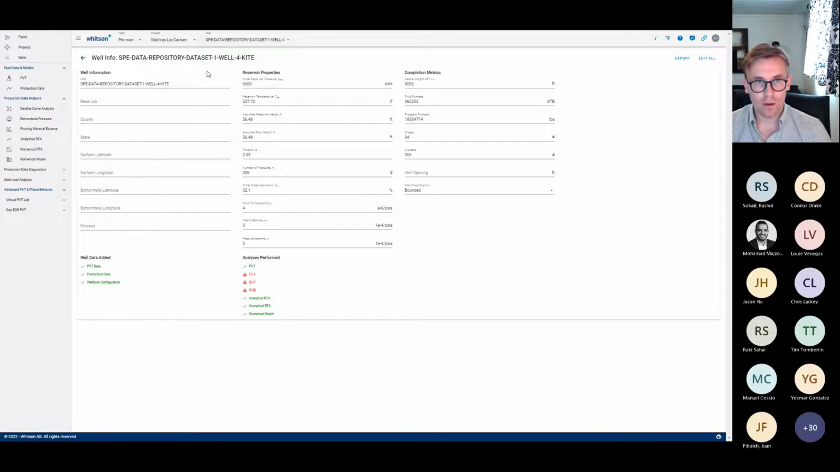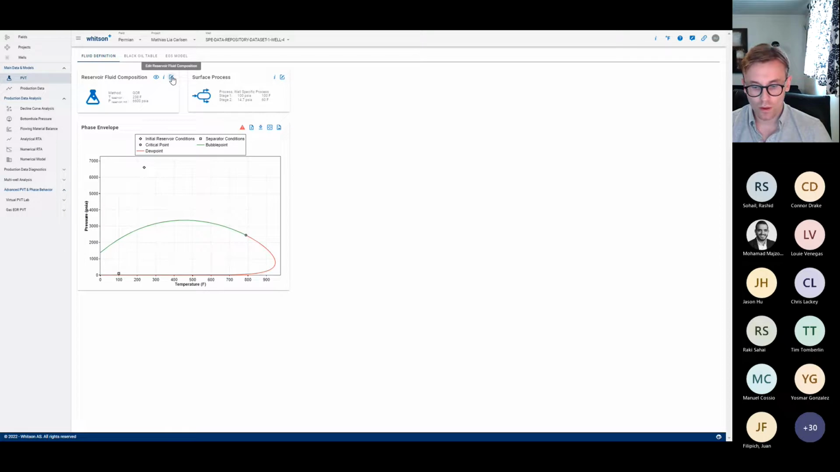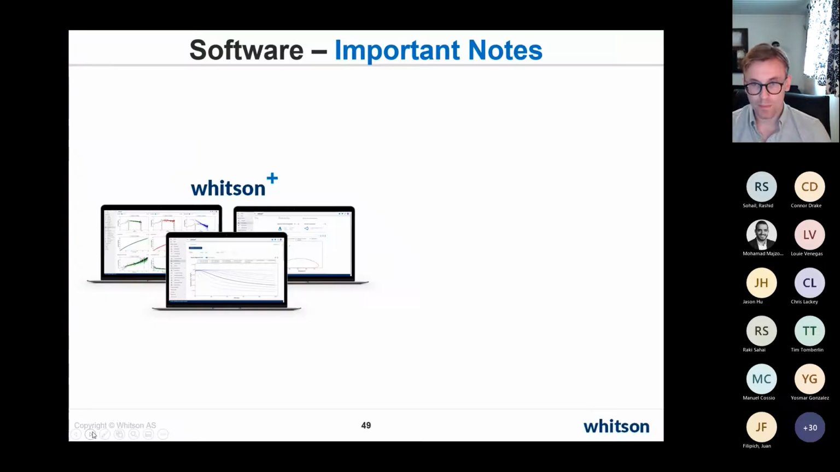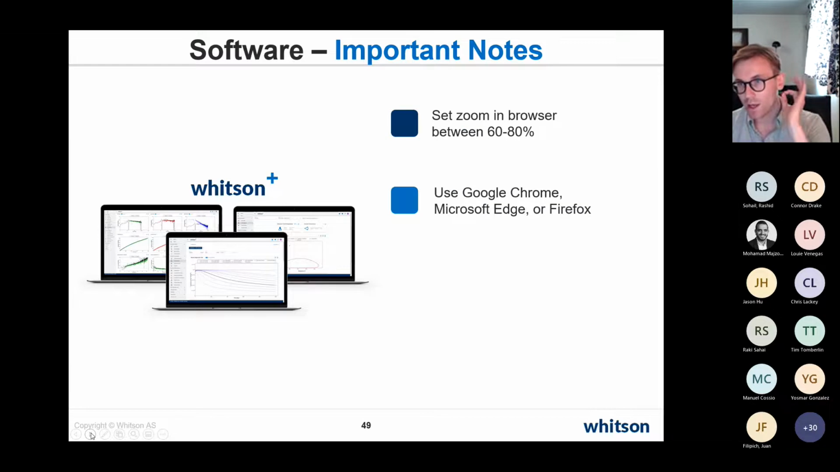Once you've done that, we should go to the PVT feature. We're going to start with number 1 in the workflow, which is the PVT part. And this is just a few tips. Use between 60 to 80% in your browser. Use either Chrome, Edge, or Firefox, not Explorer. You can use F11 to maximize the screen.